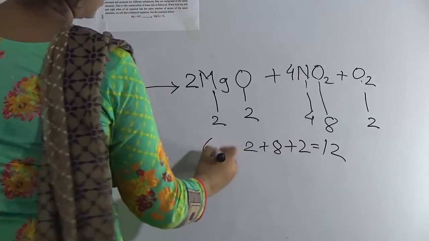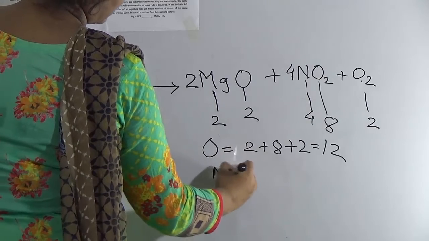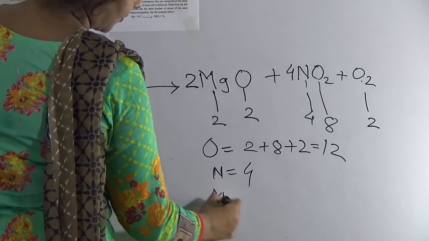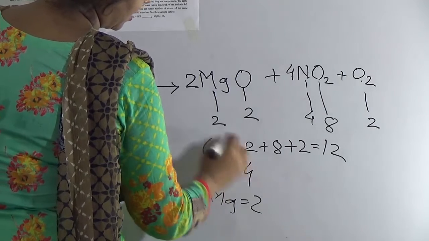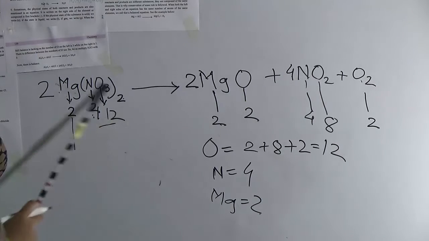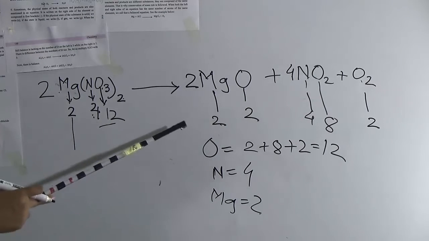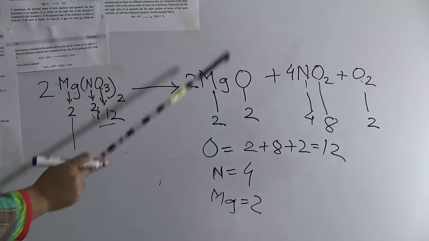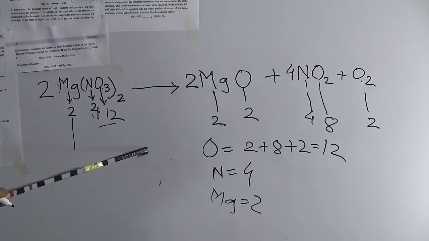4 nitrogen, 4 nitrogen, 2 magnesium, magnesium is here also 2. That means on both sides the number of elements is the same. Like this way we have to make the balance of the two sides of a chemical equation, and that process is known as balancing of chemical equation.